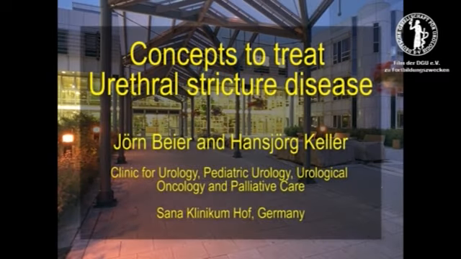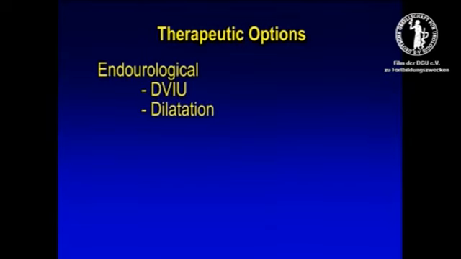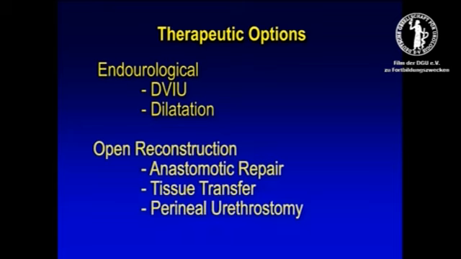The following video presents our concepts to treat urethral stricture disease and is based on our experience and the lessons learned after more than 2,000 urethral reconstructions in more than 20 years. The treatment can be done endourologically, either by direct vision urethrotomy or dilatation, or by open surgery, for example anastomotic repair, by tissue transfer, or as salvage procedure by perineal urethrostomy.